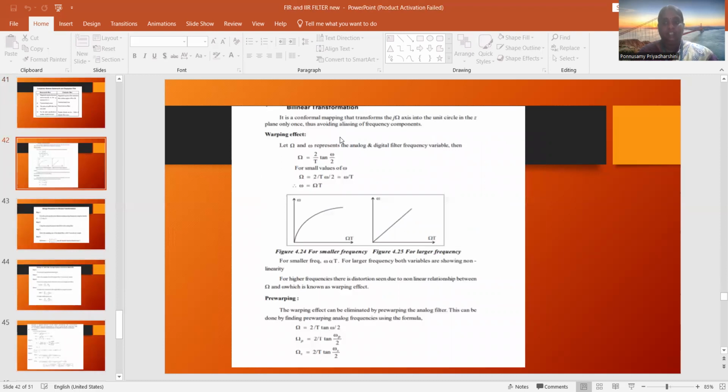Okay, so bilinear transformation. We need the transformation in order to convert from the analog to the digital filter. So first we are doing the bilinear transformation. So what is the warping effect? Omega represents the analog to the digital frequency, and omega is equal to 2 by T tan of omega by 2. So here it has been transformed like this. The warping effect can be eliminated by pre-warping the analog filter. This can be done by finding the pre-warped analog frequency using the formula 2 by T tan of omega by 2.